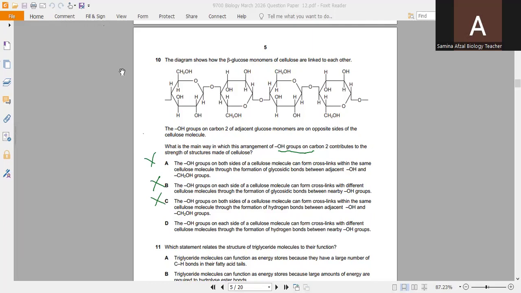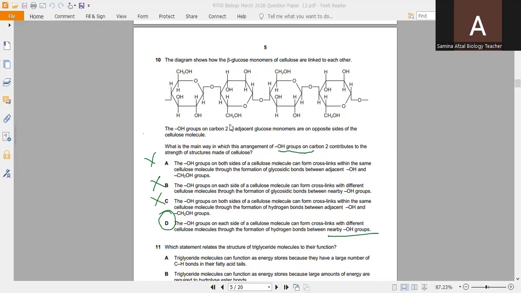So the OH groups on each side of a cellulose molecule can form cross links with different cellulose molecules through the formation of hydrogen bonds between nearby OH groups. So it is correct that the OH groups form cross links with different cellulose molecules via hydrogen bonds. So this is the correct option. That is, it happens.